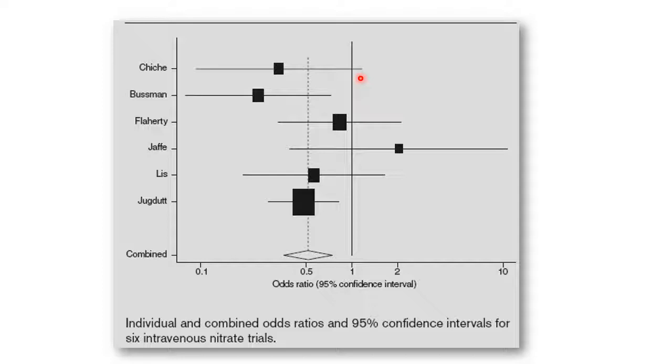So then what they did by pooling all the data together, they found this is the mean odds reduction, or odds ratio, when you looked at all these patients put together, and then here's the 95% confidence interval. So it would appear that when you combine all this data together, notice here it does not cross 1, that giving IV nitrates appears to be beneficial to your patients with acute MI.